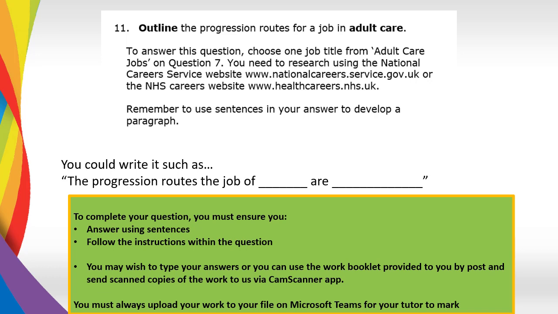We're now going to move on to looking at progression routes. What I would like you to do is to choose a different job from adult care. You are then going to research that job role and you're going to tell me some of the progression routes of that job role. So you can write it such as the progression routes for the job of, are, and then you can tell me what you could possibly do from there. So pause this video whilst you answer that question.